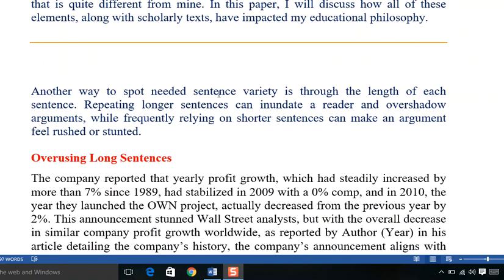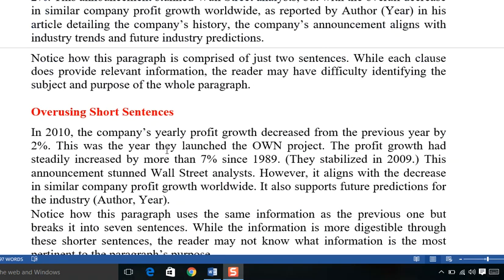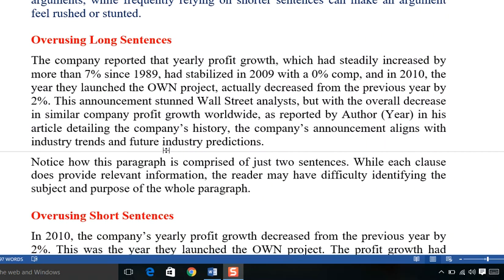Look at this. Another way to spot needed sentence variety is through the length of each sentence. Repeating longer sentences can intimidate a reader or overshadow arguments, while frequently relying on shorter sentences can make an argument feel rushed or stuck. This means that if you overuse long sentences, the reader will be confused about the exact meaning. But if you use short sentences, it means that you are less interested and the debate is not that wonderful. Let's read this and analyze.